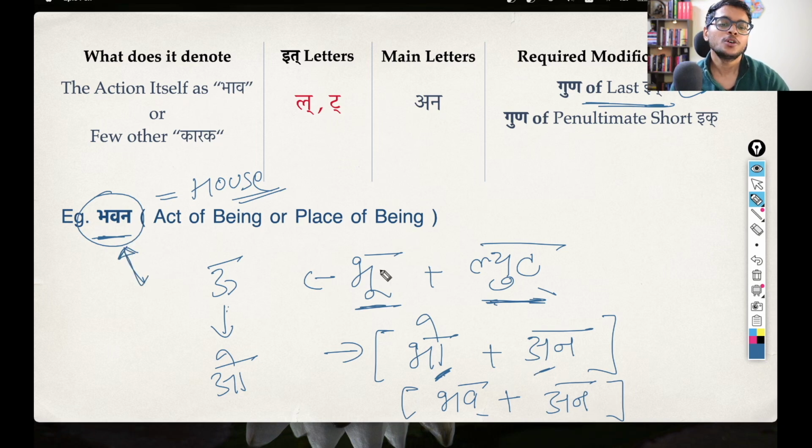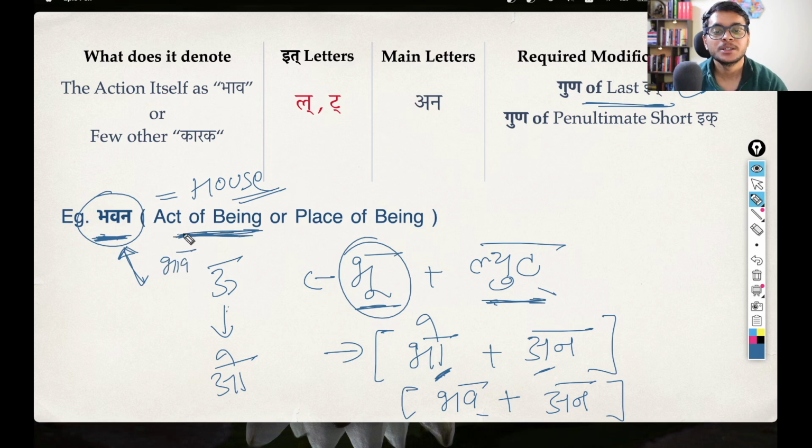Okay, so bhu dhatu means to be. So the act of being, that is bhavana, right? So when this bhavana pratipadika is used in the sense of bhava, that is the meaning it gives, the act of being. Okay, bhavana. But just as we saw with the previous example asana, this bhavana can be used in another karaka meaning also.